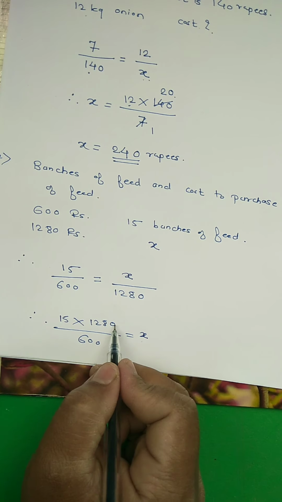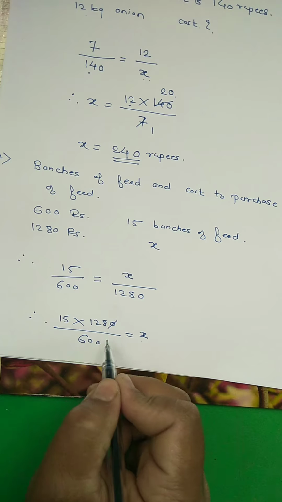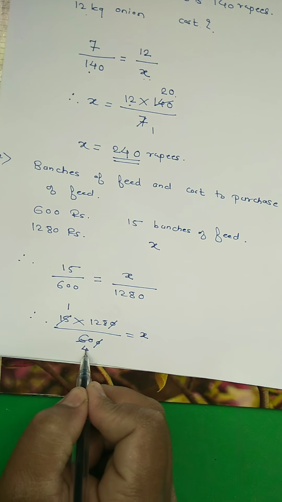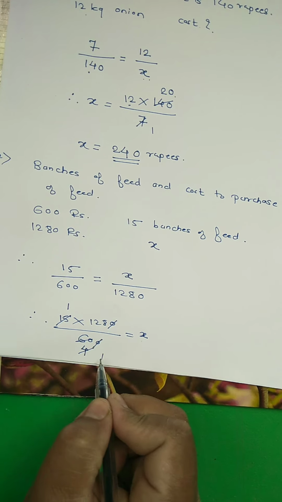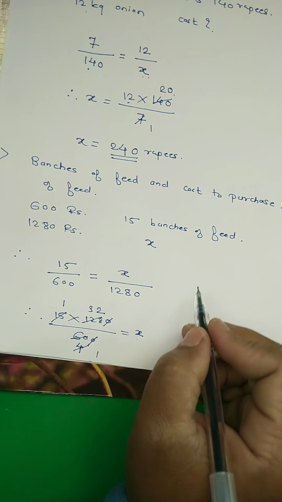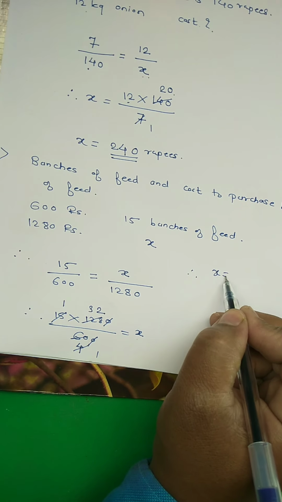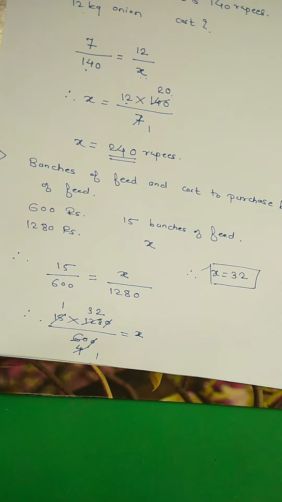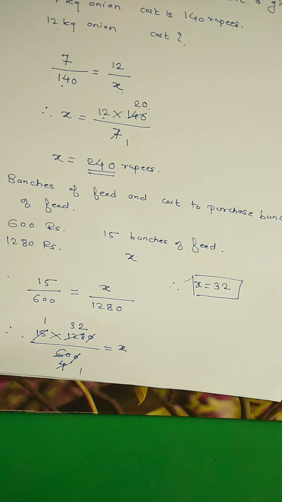Again we know that the zeros cancel. 15 ones are 15, 15 fours are 60. Again, 4 ones are 4, 4 threes are 12, and 4 twos are 8. So what is the value of x? x is equal to 32. So for 1280 rupees we get 32 bunches of feed.